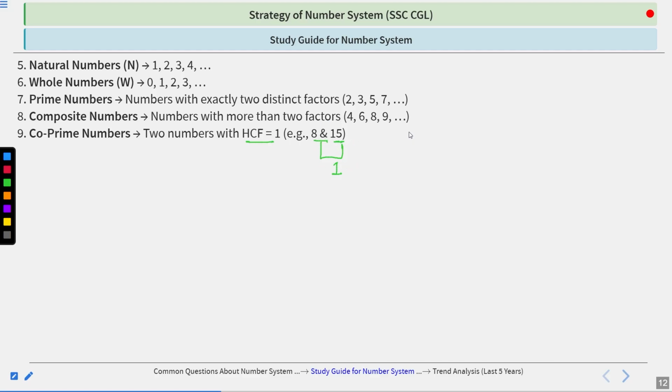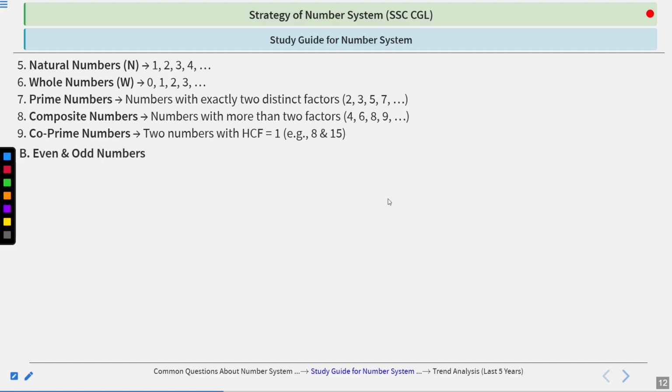Any two consecutive numbers will always be co-prime. For example, you can take 2 and 3, 3 and 4, 4 and 5, 5 and 6, or any one you can choose, 11 and 12. They will always be co-prime to each other.